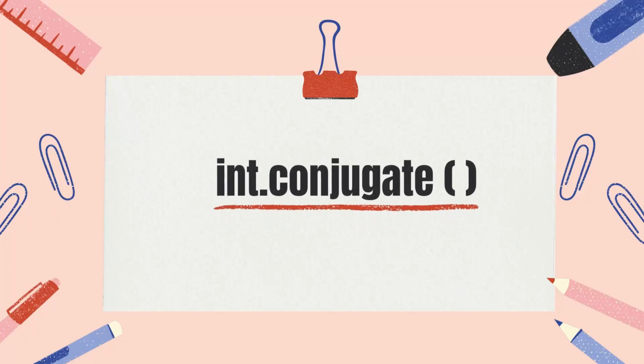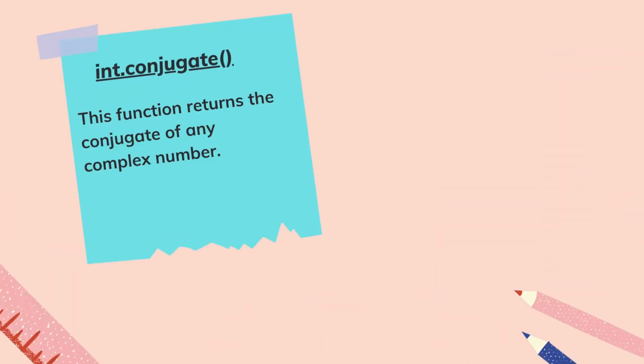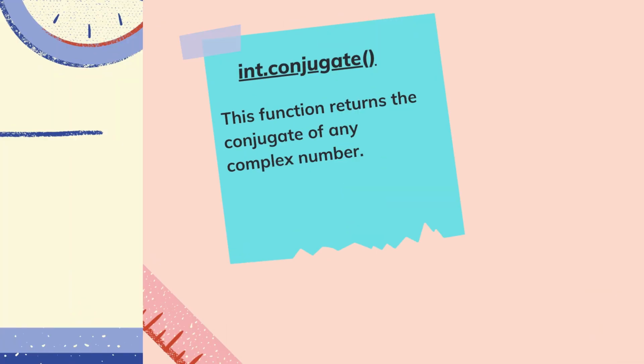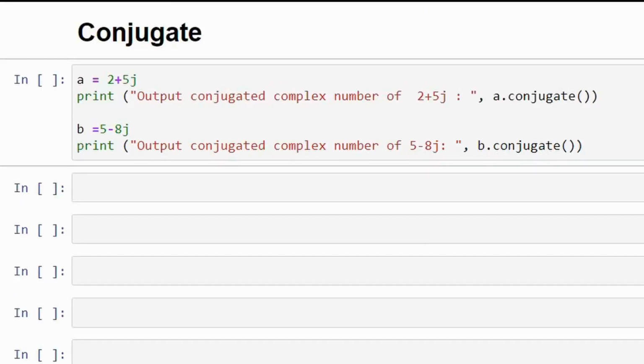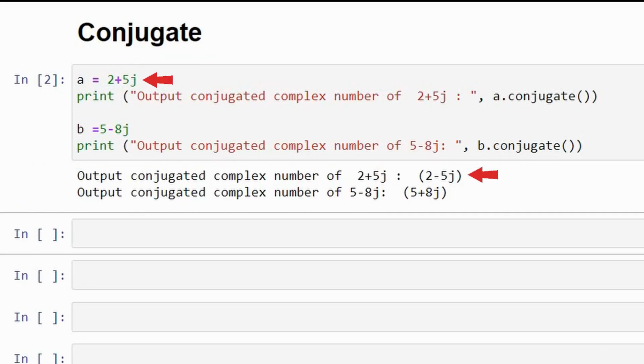Third function is the conjugate function. This function returns the conjugate of any complex number. The conjugate of a complex number is obtained by changing the sign of its imaginary part. Example, if the complex number is 2 + 5j, then its conjugate is 2 - 5j. Similarly, if the complex number is 5 - 8j, then its conjugate is 5 + 8j.